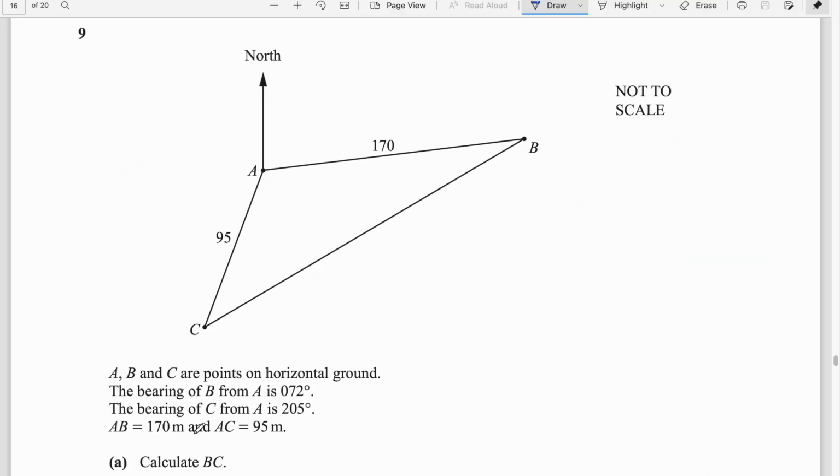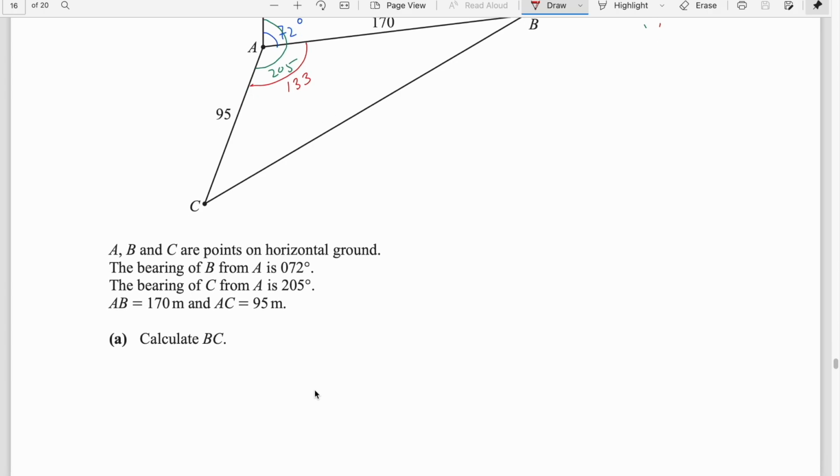Question number 9. A, B and C are points on horizontal ground. The bearing of B from A is 72 degrees. The bearing of C from A is 205. So this complete angle is 205, and we might need it later. So 205 minus 72 makes it 133. So bearing of C from A is 205, AB is 170 and AC is 95.